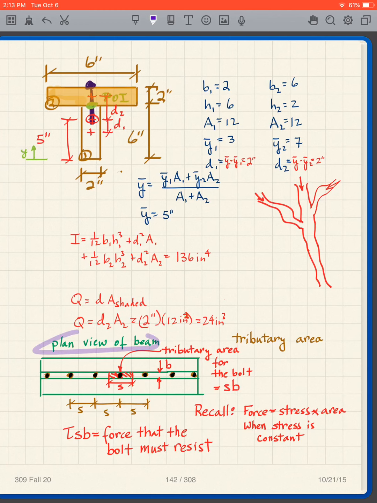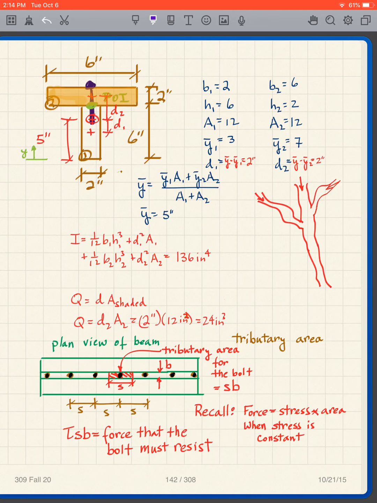this is a plan view of the beam here. So I'm looking down on the beam, and I have these bolts going into the beam. Now, I'm going to introduce the concept of tributary area here. And what is a tributary?